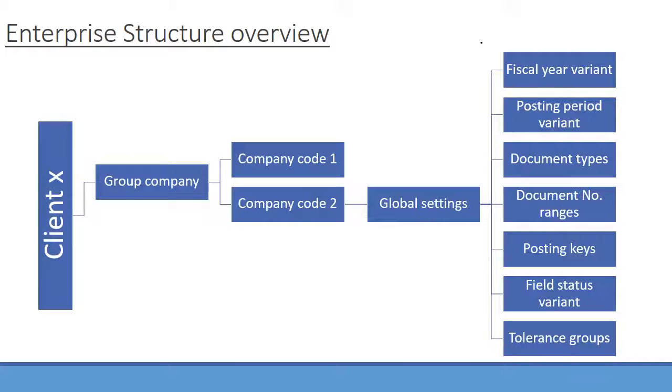Now these global settings usually are shareable between company codes. For example, the same fiscal year variant can be used by multiple company codes. It is only the document number ranges that are specific to a company.